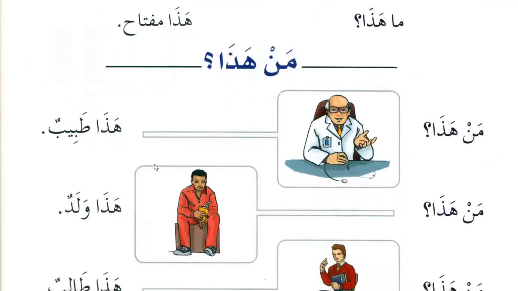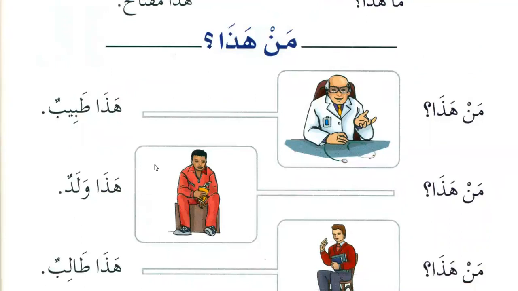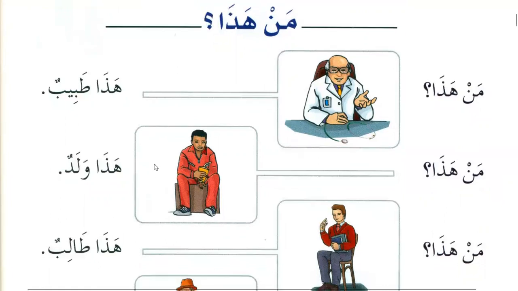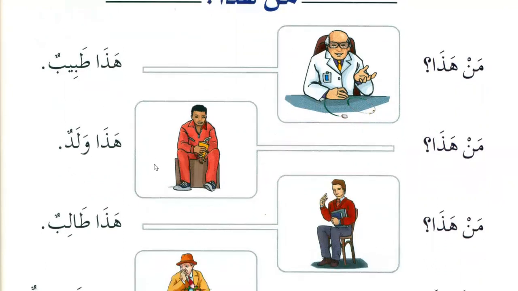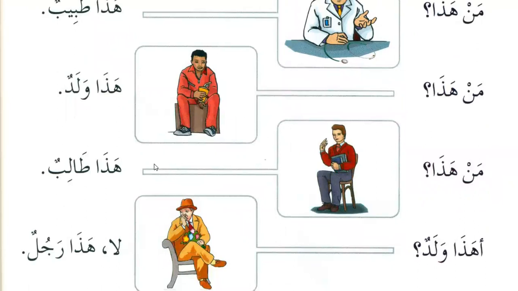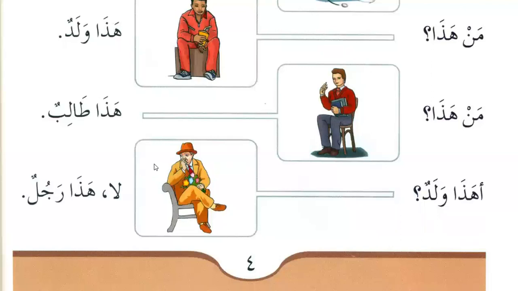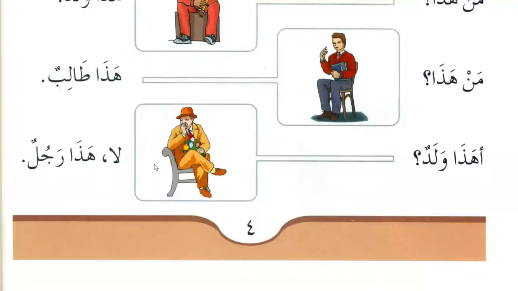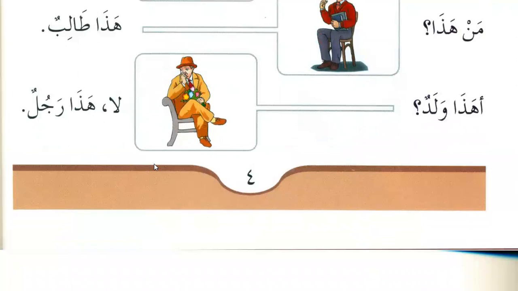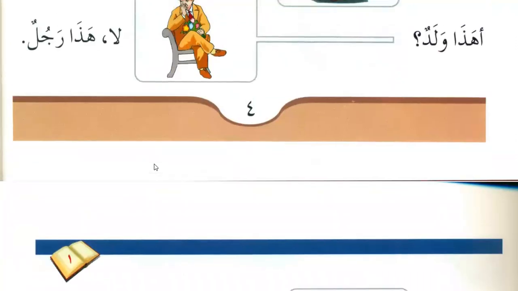Man hada? Who is this? Hada tabib. This is a doctor. Man hada? هذا ولد. This is a boy. من هذا؟ هذا طالب. This is a student. هذا ولد؟ Is this a boy? لا، هذا رجل. No, this is a man.